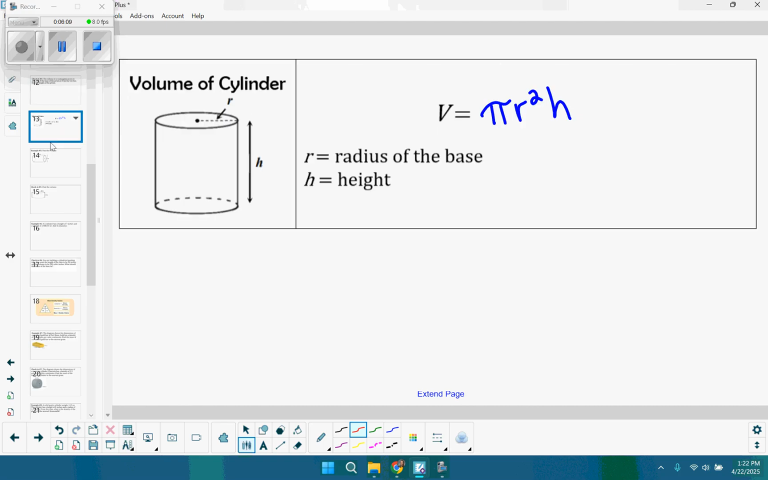A cylinder is very much like a prism in that we're going to do area of the base times the height, but this time the base is always a circle. So instead of having to put B there, I can put pi r squared, because that's always the area of a circle. So pi r squared H will be the volume of a cylinder. And R is going to be the radius of the base, and H is still the height, the distance between the circles.